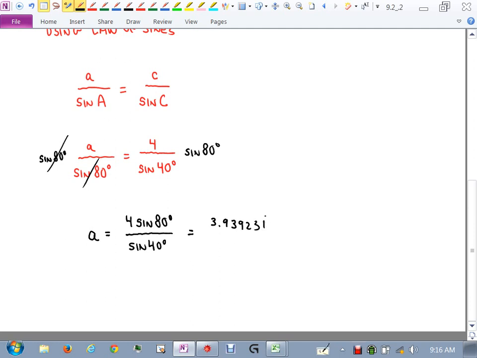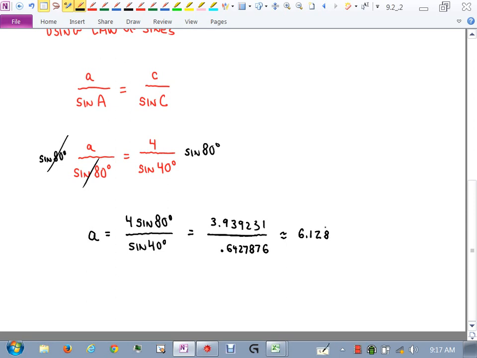3.93923, something like that. That's what I get on top, over sine of 40 degrees, which I get 0.6427876. If I divide those two, I'm going to get something close to approximately 6.128. Anyone getting something close to that?